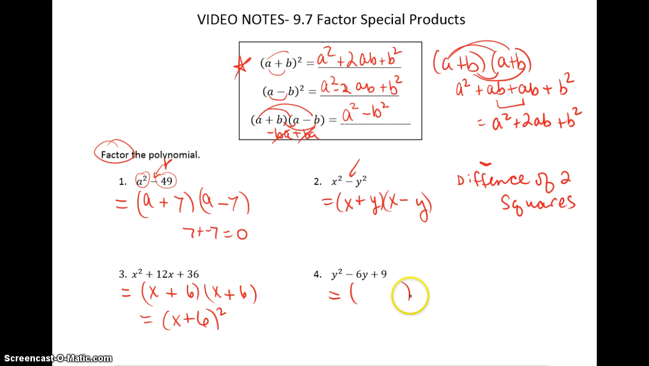On number 4, we'd have y times y. What times what is 9? 3 times 3. The signs are the same. They're both negative. We can leave our answer, or we can write it as (y minus 3) squared.